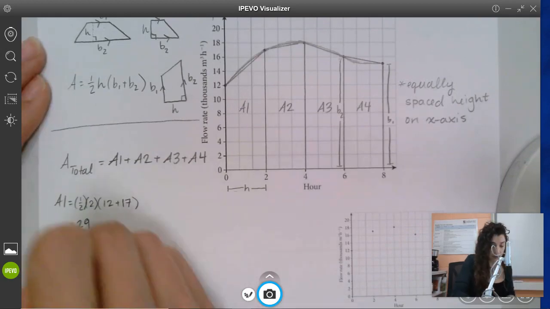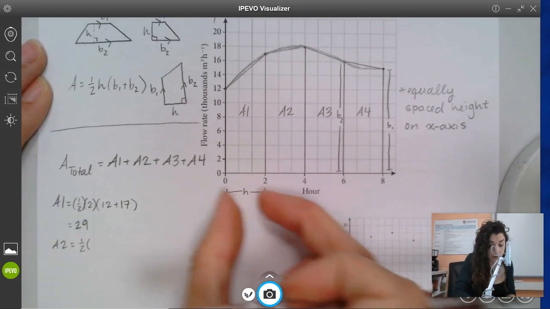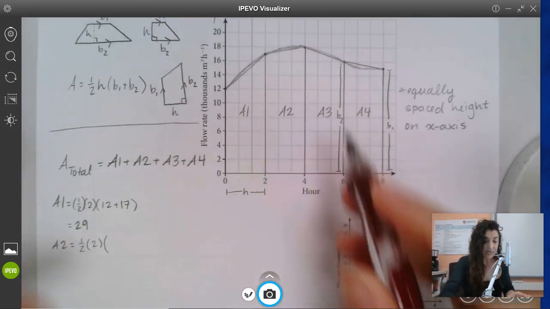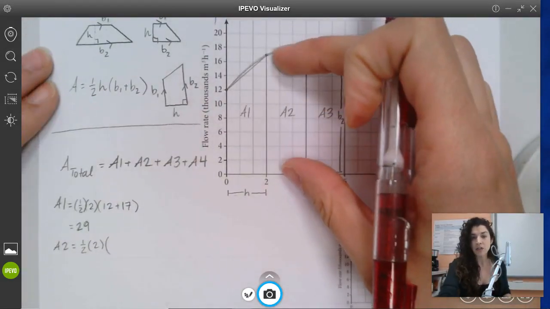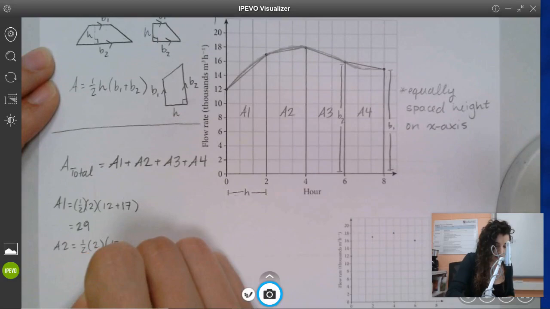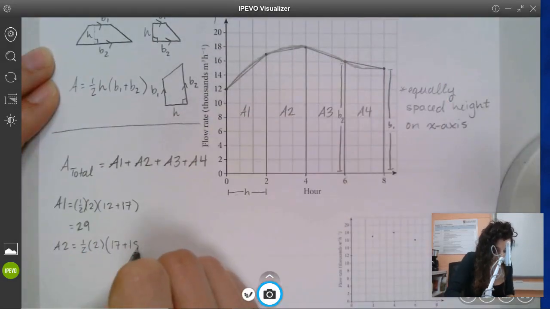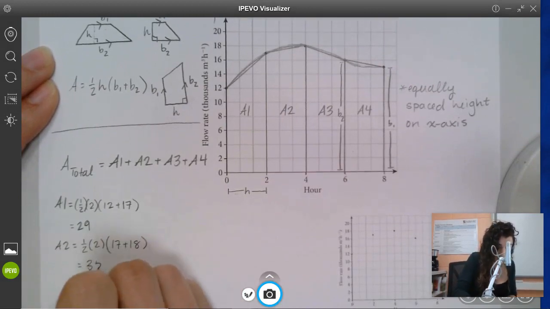And then we continue. Okay, well, 1/2, and since we know that the height is always going to stay the same, it's always going to be that distance of 2 along, then we just know that's still 1/2 times 2. And then we take each of those y values and add them up. We've already established that this is a height of 17. And then our next height is over here, and that's 18. 1/2 times 2 is just 1, so 17 plus 18 is 35.